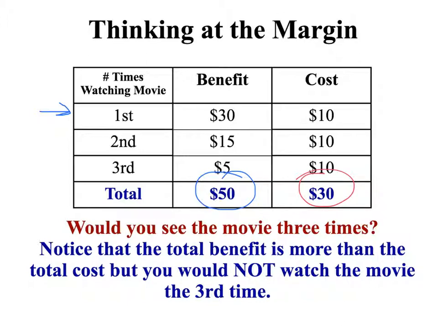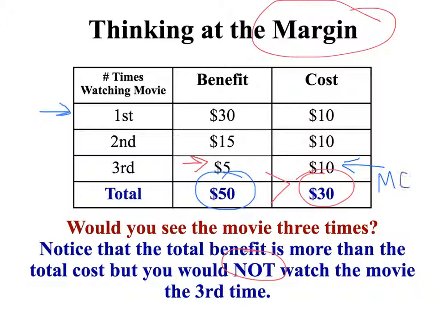Now, even though the total benefit is more than the total cost, your answer should actually be no. You would not watch the movie the 3rd time. Now, you may be wondering, well, why not? If my total benefit's $50 and my total cost is $30, of course I'd go 3 times. But in economics, what we're going to be learning about is the margin. The 3rd time we go to the movies, our marginal benefit was only $5, but the marginal cost was $10. So in that case, the marginal cost was greater than the marginal benefit. And if that's the case, we're not going to do that. So we would not go watch the movie the 3rd time.